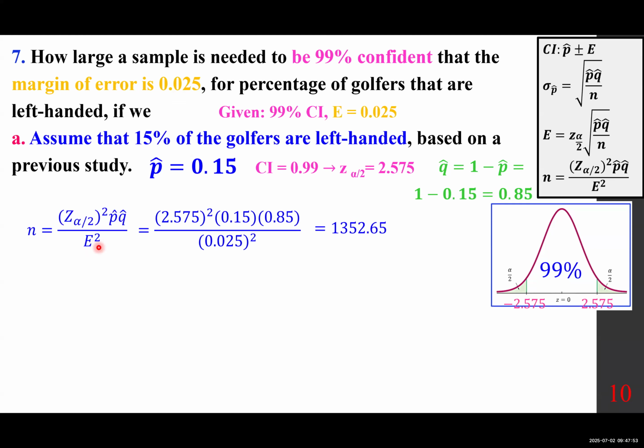And again, this must be rounded up. Granted, it's 6 anyways, you would round it, but even if instead of 6 you have 1, you will round this to the nearest whole number, 1,353, because it's a discrete value. You're talking about the size, how large a sample is needed.